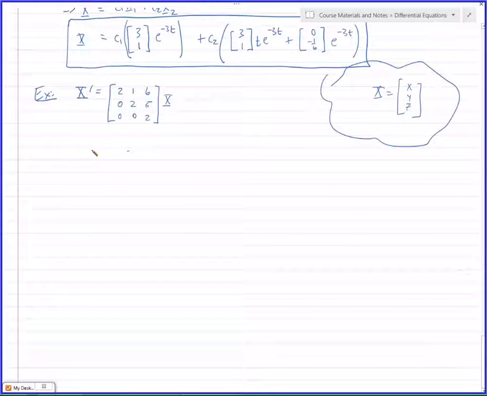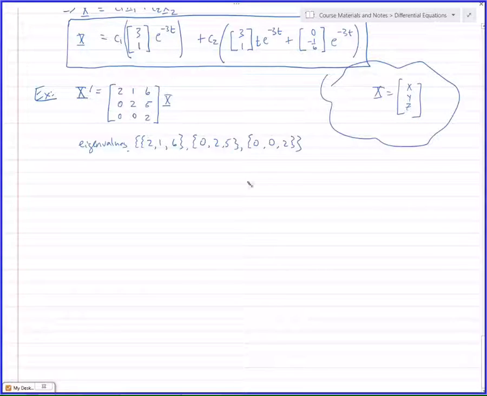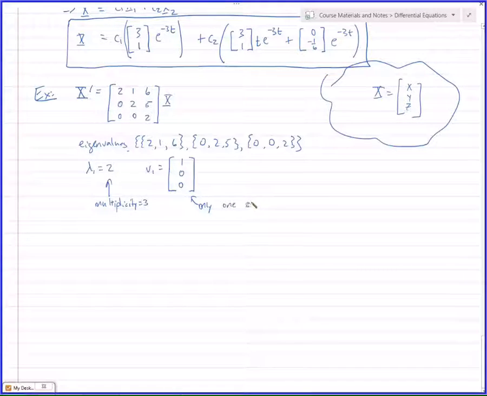Okay, so here's how we solve these. First thing we do is we find the eigenvalues of 2, 1, 6, 0, 2, 5, 0, 0, 2. If I do that in Maple, or this is the notation for Wolfram Alpha, I've given you the notation for Maple, but if I do that, I get lambda 1 is 2, and v1 is 1, 0, 0. And in fact, I get lambda 2 is 2, lambda 3 is 2. So this has multiplicity 3 and only one eigenvector.